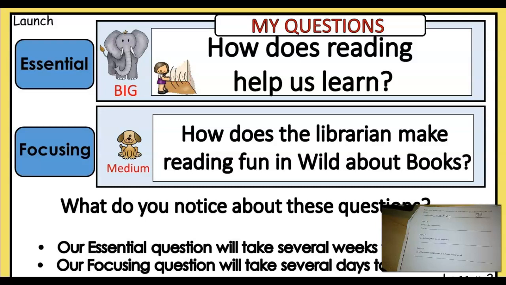Okay, so let's remember our big question for today. How does reading help us learn? Let's look at our focusing question, which is our medium question, the one that takes us a few lessons to answer. How does a librarian make reading fun in Wild About Books? What do you notice about these questions? Have we seen them before? Yes or no? Yes, we have. We saw them in lesson 1. Remember, our essential question will take several weeks to answer because it's the big one that we answer at the end of the module. Our focusing question will take several days to answer, several lessons.